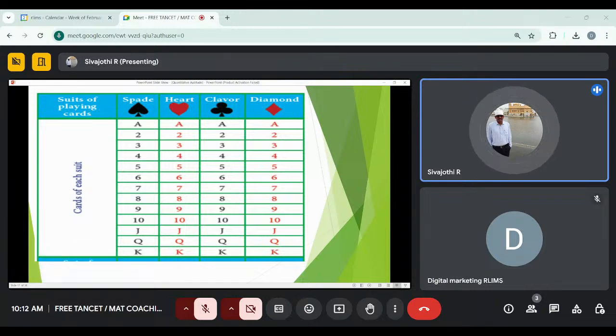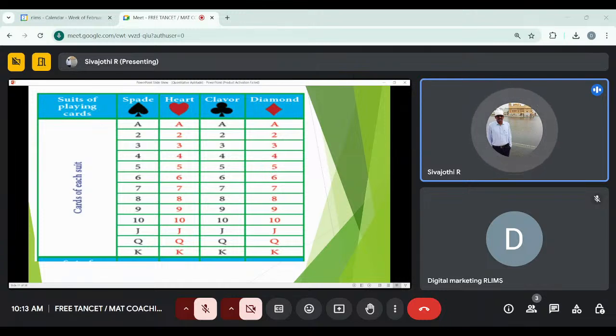My next question is, let A be the event of getting a queen card. So we have spade, heart, club, diamond, 4 queen cards. That is 4 by 52, which is 1 by 13. So let A be the event of getting a queen card. The probability is 1 by 13.